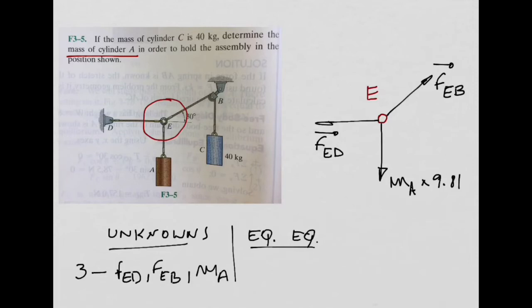Equilibrium equations. This is a 2-dimensional problem, equilibrium of a particle. I have only 2 equilibrium equations: summation of forces in the x direction equal to 0, summation of forces in the y direction equal to 0. This means, if I choose point E, I cannot solve my problem. I don't have enough equilibrium equations. So I need to get help from other points in my structure. In this case, point B.